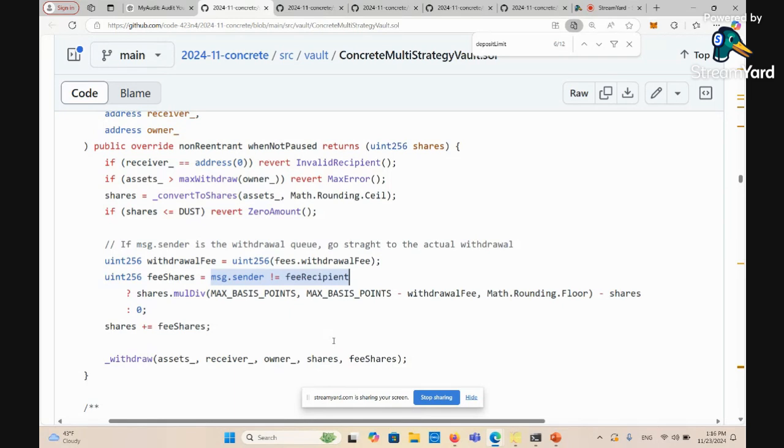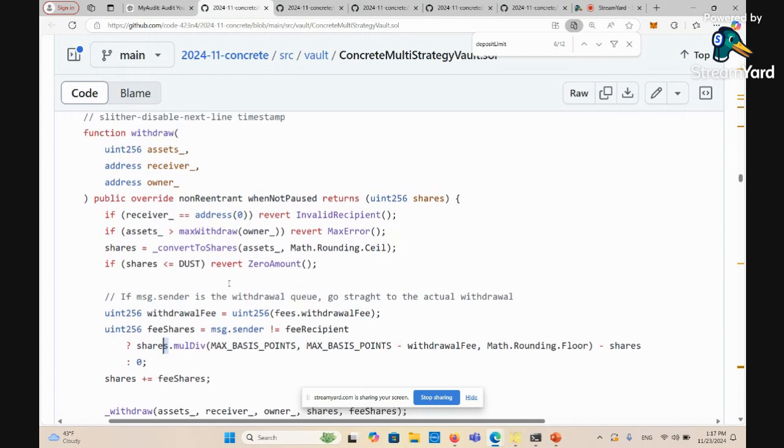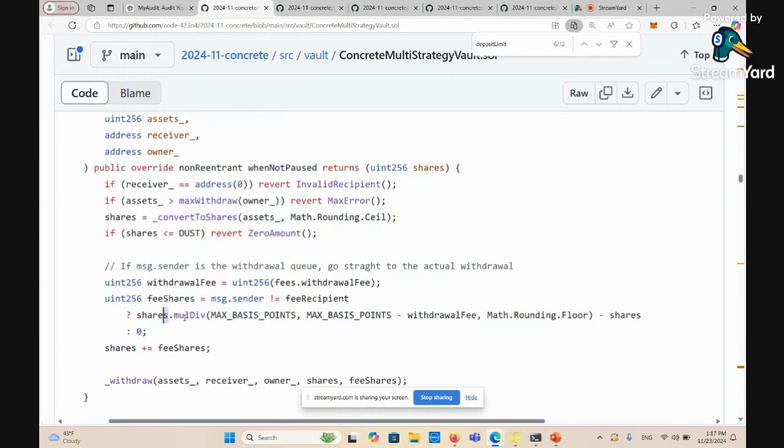So you want to make sure the fee recipient doesn't have to pay for it, so that they have a fee share of 0. So basically, it's a check. If the caller is a fee recipient, we don't charge you a fee. It's going to be 0. Otherwise, we're going to charge you the fee shares. So this is going to be fee shares over here. And then let me think about this for a little while.